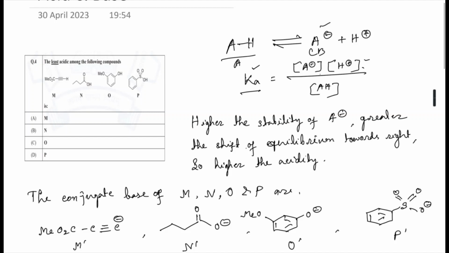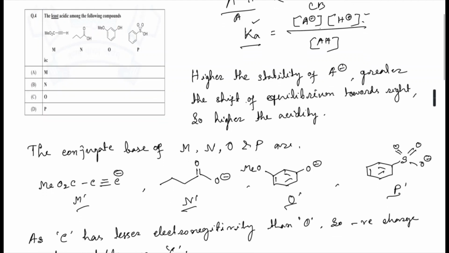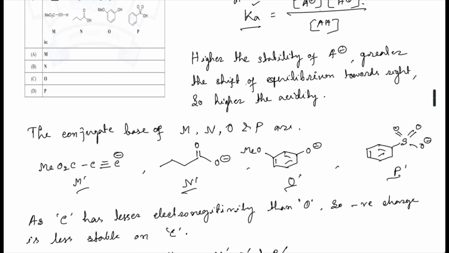Now we will discuss the acidity of these M, N, O and P. So the conjugate bases of these four compounds are, let's say, M prime, N prime, O prime, and P prime. Now you can see here that the negative charge in M prime is on carbon. On the other hand, the negative charge is on oxygen in these three. As oxygen is much more electronegative than carbon, the negative charge is much more stable when it is on oxygen than on carbon. So M prime is the least stable among the following.